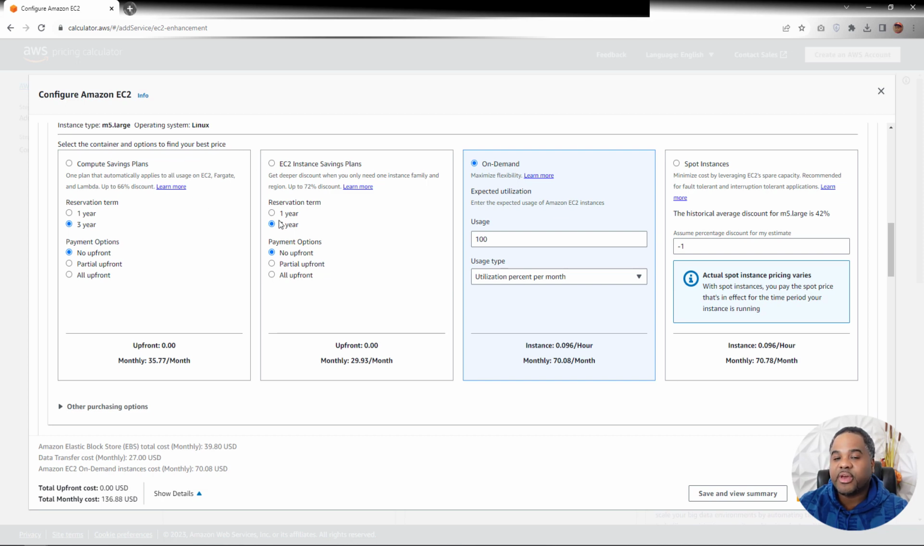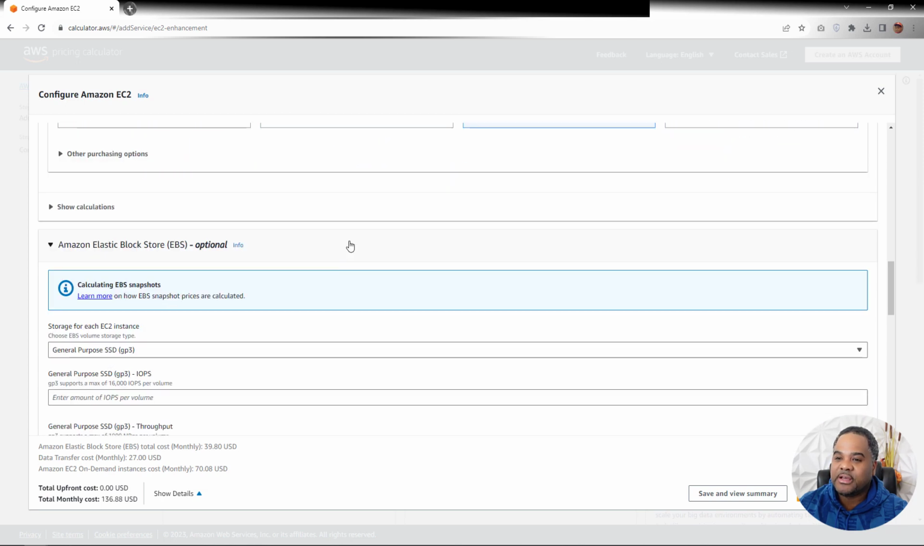And this is where you pay more money up front to get a significant cost savings over the length of time. So when we go back to that chart, that's where you'll see the 1 and 3 year options. You see this figure changing, and that's how we got that price.